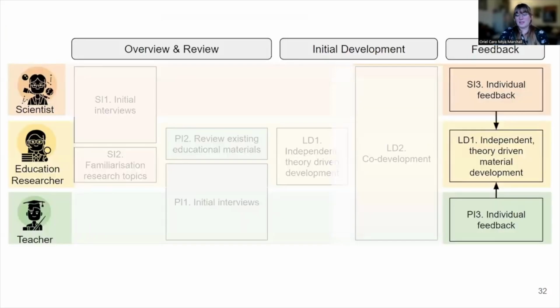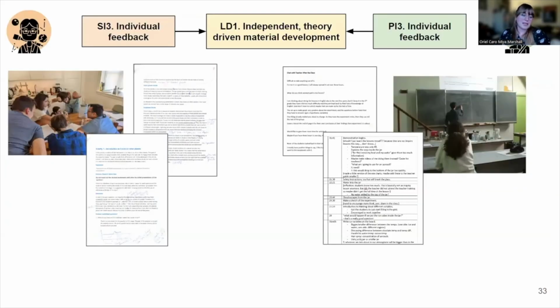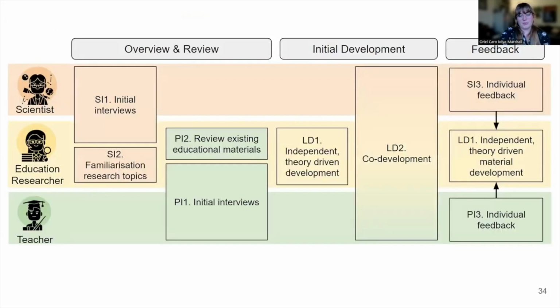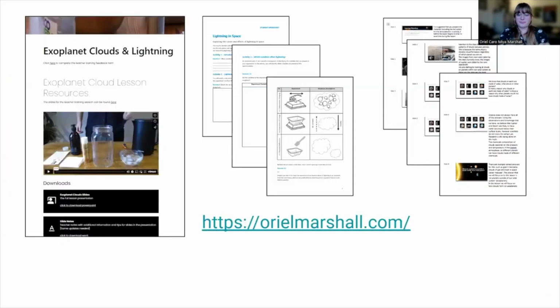And then we went in to test these out and get feedback from the participants. So on the left here, you can see the scientists trying out the models and giving written feedback on the materials, and then the teachers trying them in their lesson and having interviews with myself afterwards. And so through this process, we resulted in this set of lessons, which you can find online if you're interested.